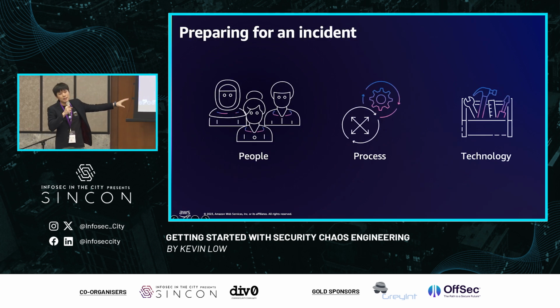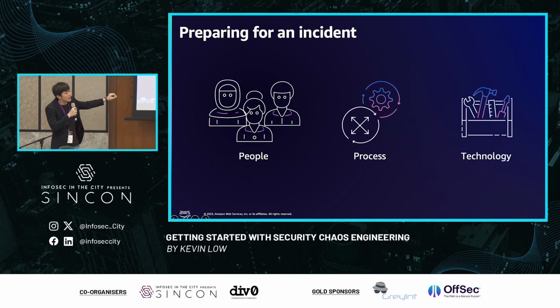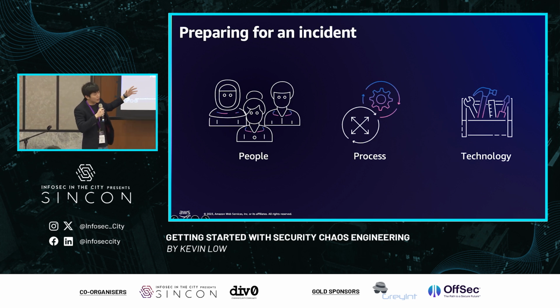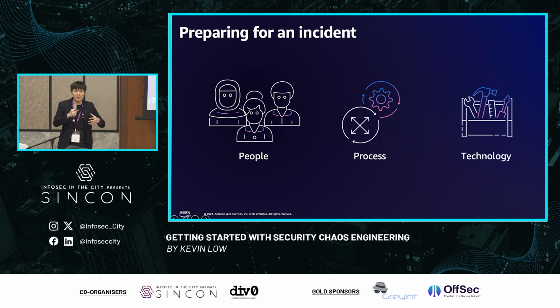From an AWS perspective, we believe that incident response comprises three main pillars: the people, whether they are equipped; the process, whether they know what to do; and the technology, whether they have the technology needed to actually do what they need to do.